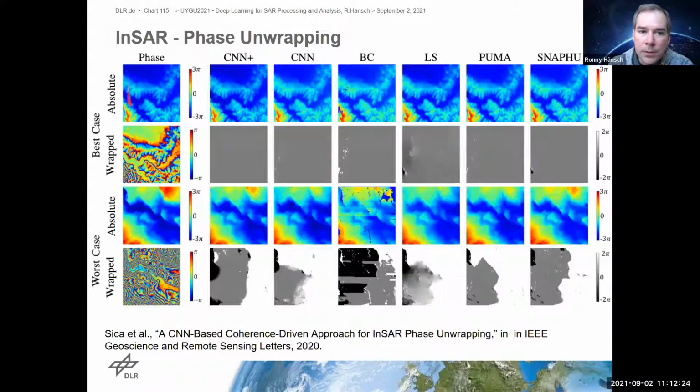So here you would see the ground truth phase, the absolute phase. Those would be the estimates of the proposed network. Those are some standard techniques to do that in 2 different situations. And this is the error you would observe. And you can see that actually the estimates are quite good. The CNN plus here, this means that also the coherence was used. This one is just using the input phase. And it turns out using phase and coherence is a little bit better than only using the phase value.